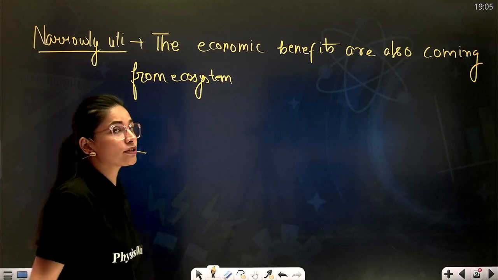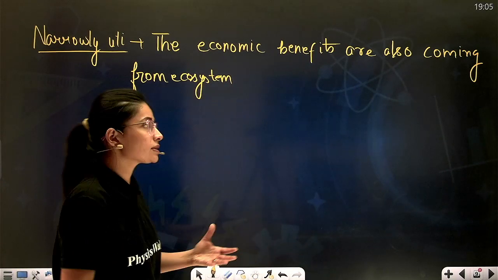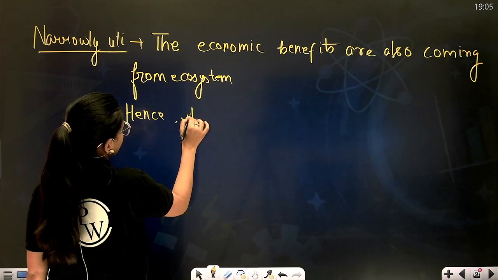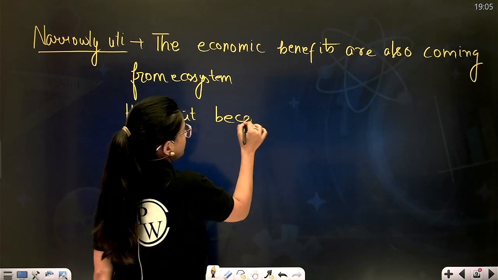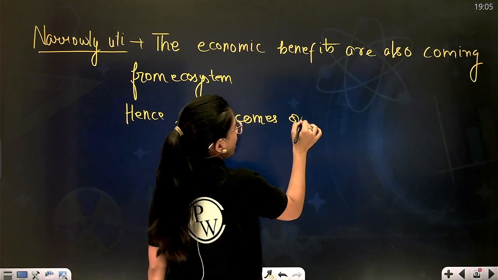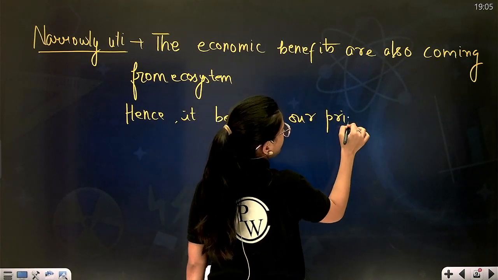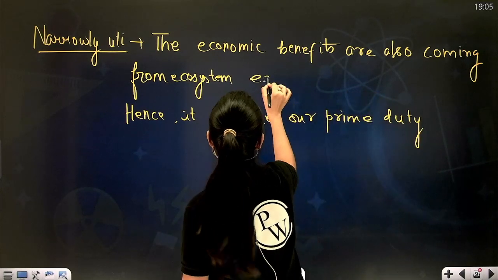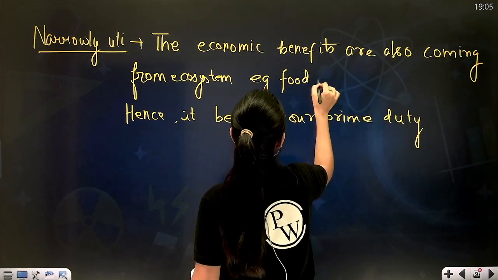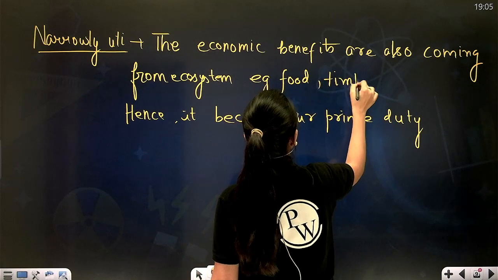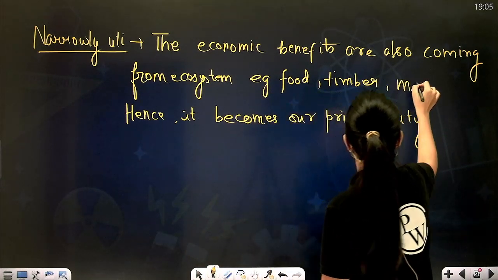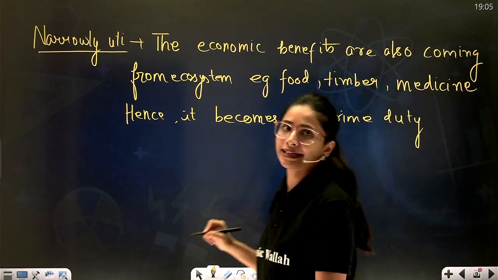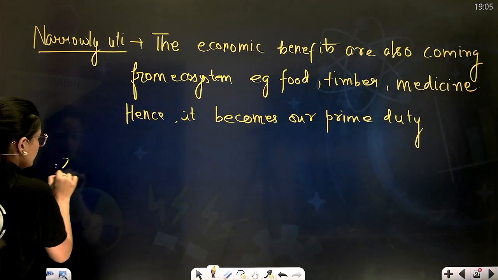The economic benefits are also coming from ecosystem, hence it becomes our prime duty to protect ecosystem, like for example food, timber, medicines, etc. Third is ethical.